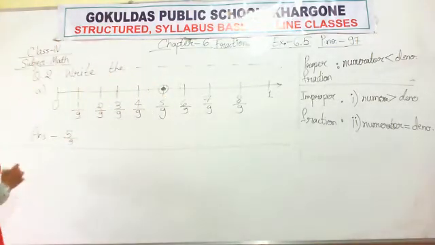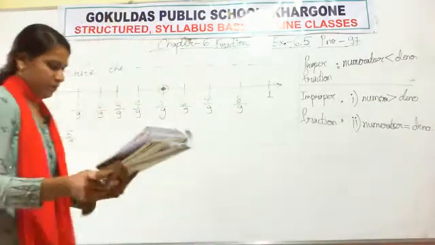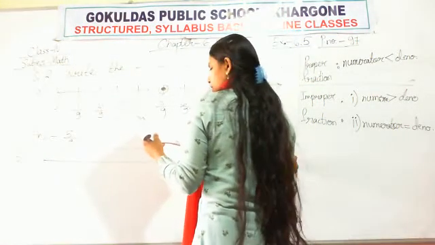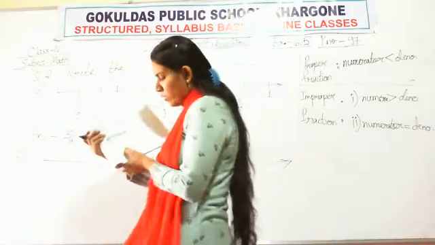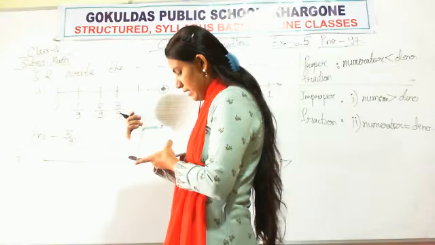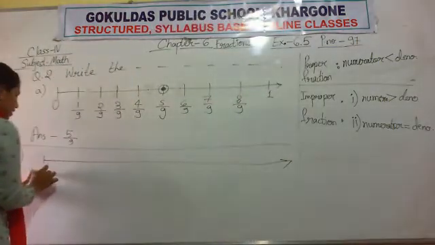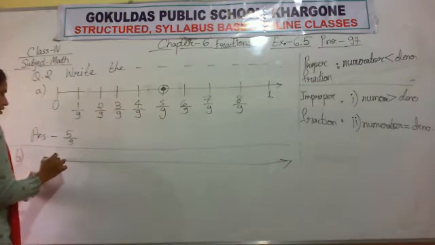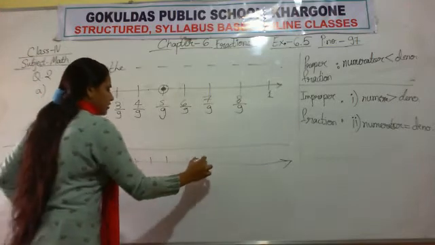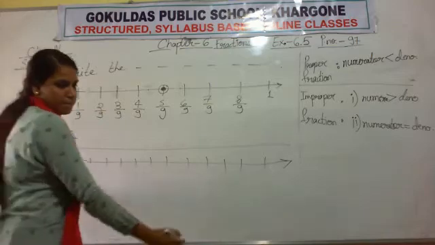Now B. In question number 1, a number line is given. Now count how many equal parts. 1, 2, 3, 4, 5, 6, 7, 8, 9, 10, 11, 12 and 13. 13 equal parts are there. So equally divide this number line into 13 parts.